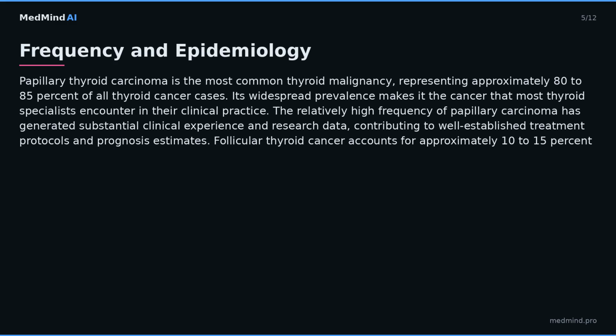Follicular thyroid cancer accounts for approximately 10 to 15% of thyroid malignancies, making it the second most common histological type. While less frequent than its papillary counterpart, follicular carcinoma remains an important clinical entity that requires distinct management considerations. The different frequencies of these two cancer types mean that most thyroid cancer patients will be diagnosed with papillary carcinoma, yet the subset with follicular disease requires specific attention to their particular disease biology.